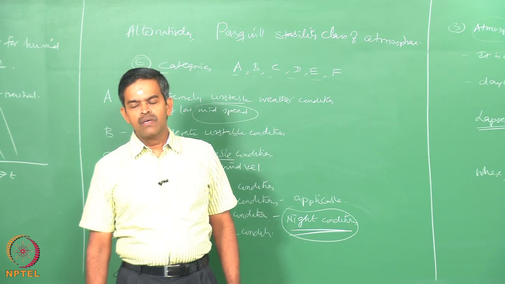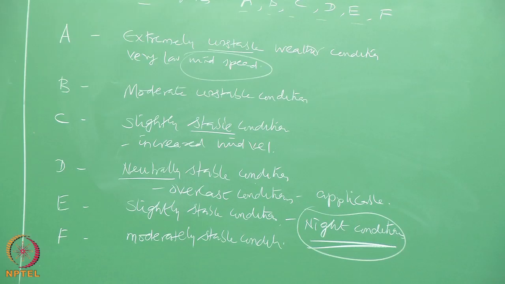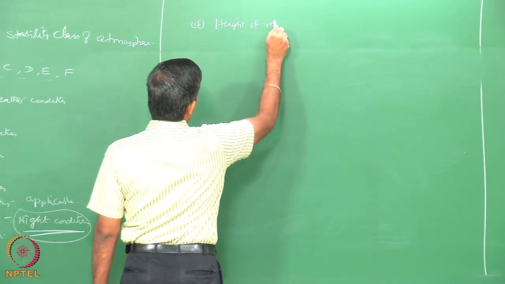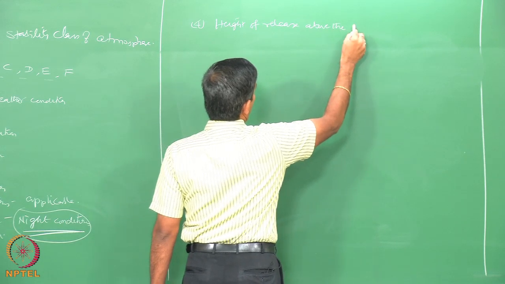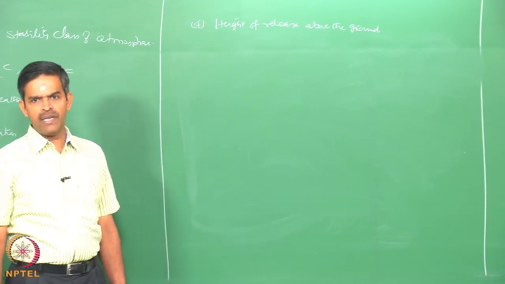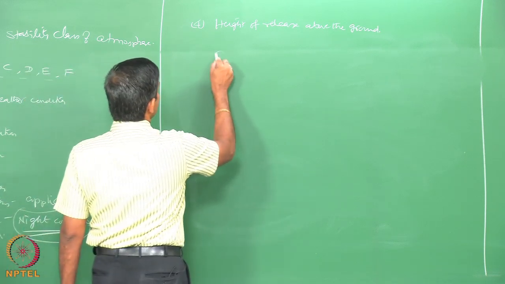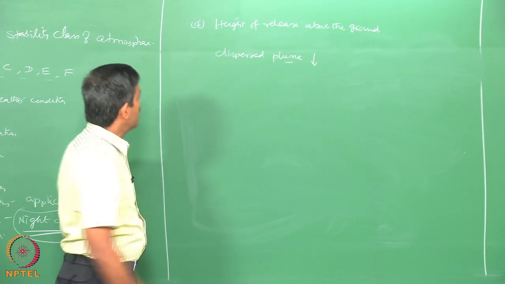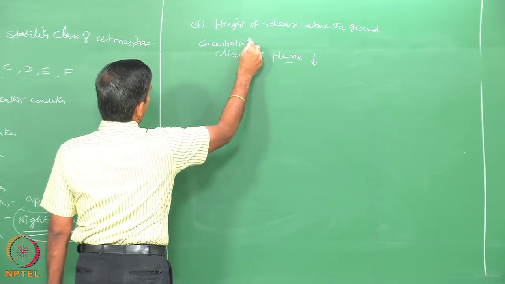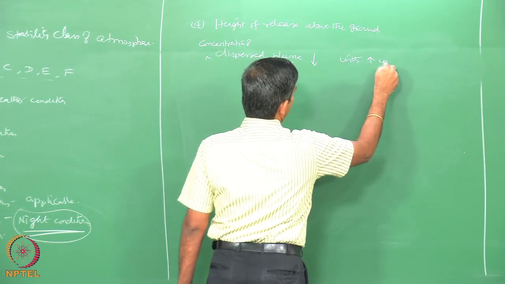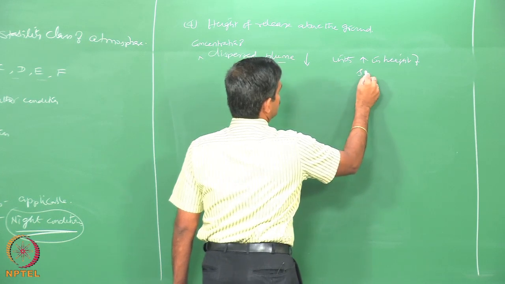The fourth factor which we saw is as follows. The fourth factor which governs is the height of release above the ground. The ground level concentration of the dispersed plume decreases with increase in the release height. So, the concentration of the dispersed plume decreases with increase in height of source of release.